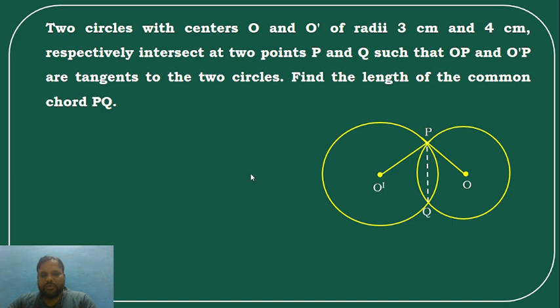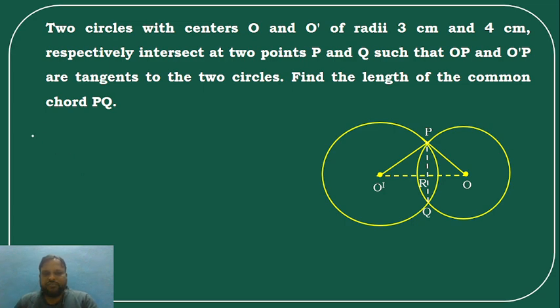For this case, we will join O dash and O, the centers of the two circles. The line which is joining the centers of two circles is bisecting the chord. It is intersecting the chord at one point, so we'll name that point as R. O dash O is intersecting the chord PQ at point R. Now what I have to find out is the length of the common chord, that means the length of PQ. This is the question we have.